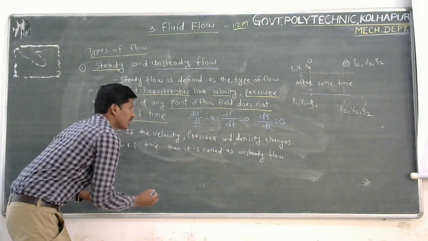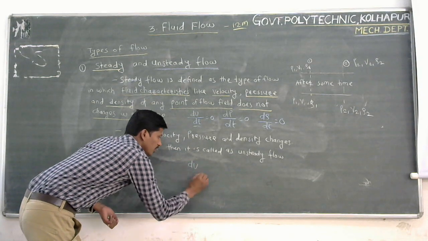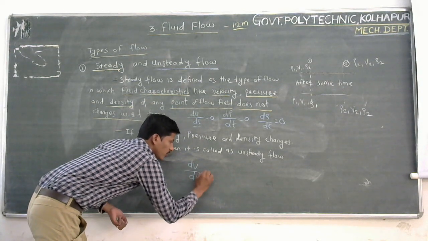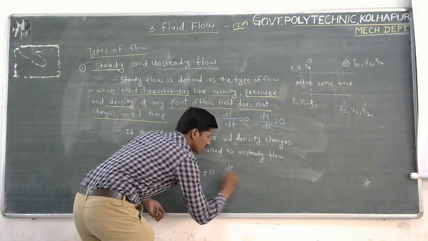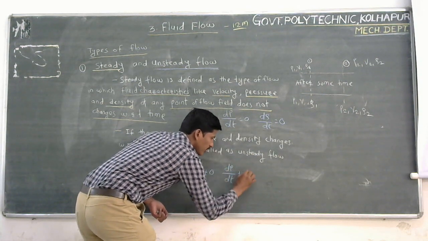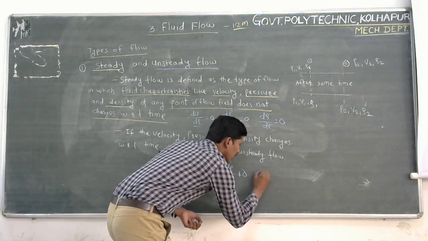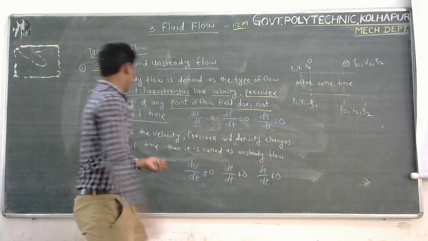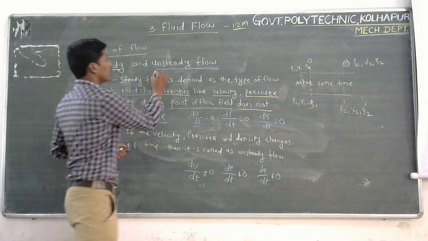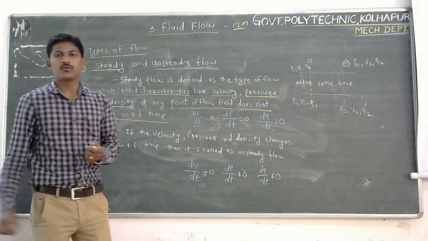Here we can represent mathematically that the change of velocity with respect to time is not equal to 0, because it changes. So the change of pressure with respect to time is not equal to 0, and the change of density with respect to time is not equal to 0. Then it is called unsteady flow.